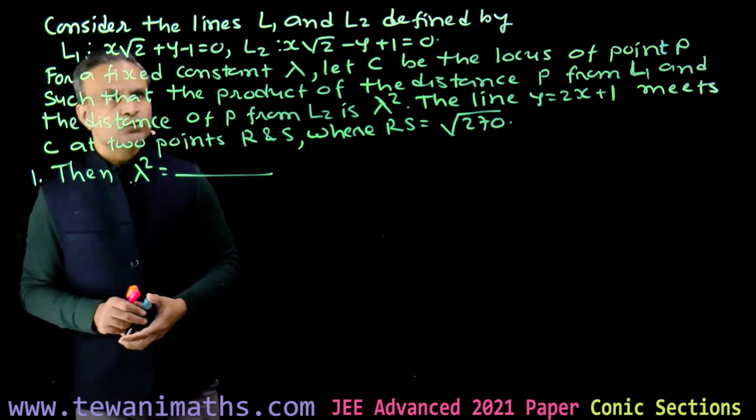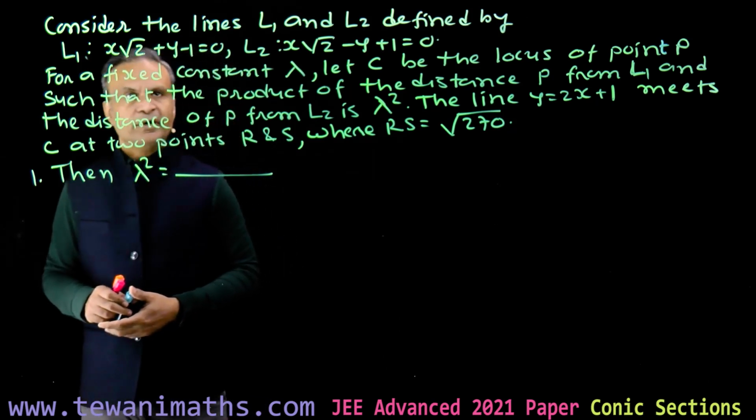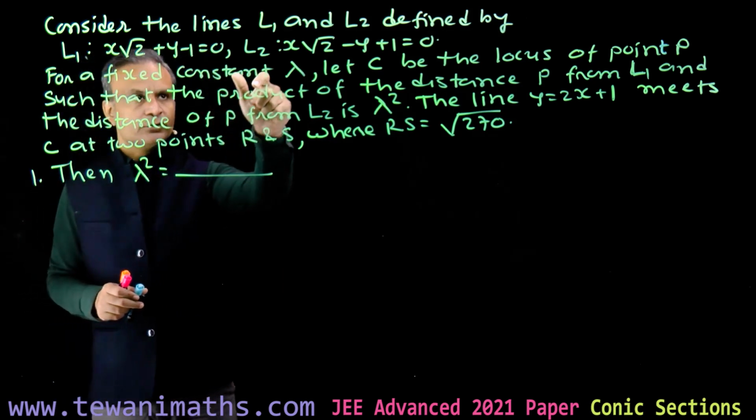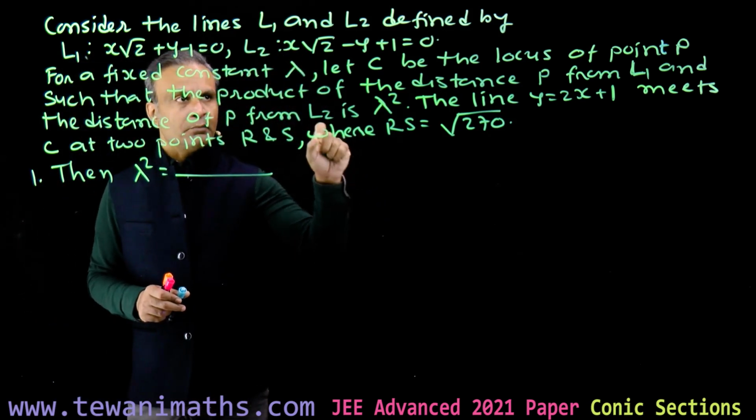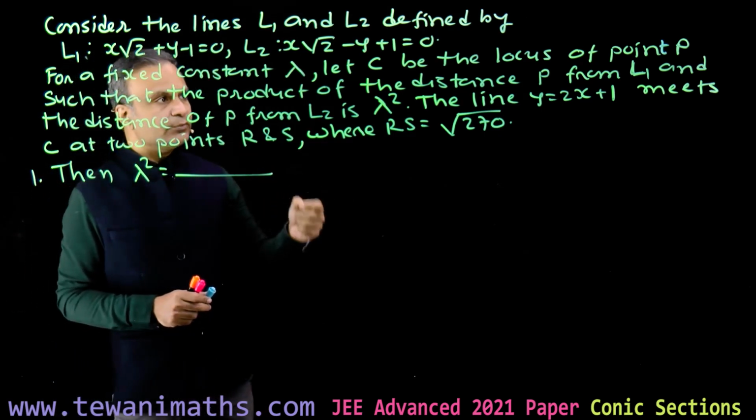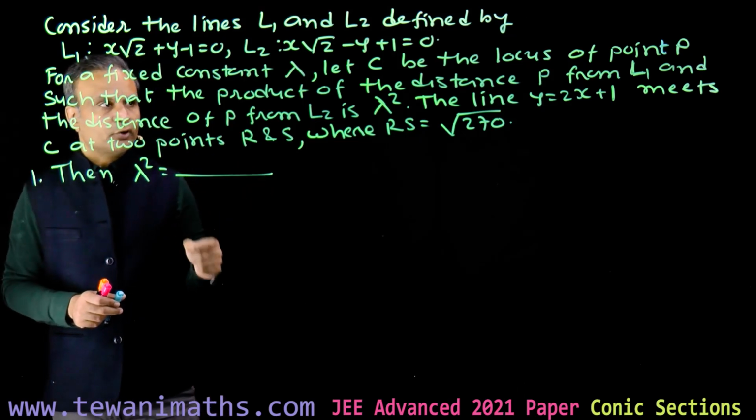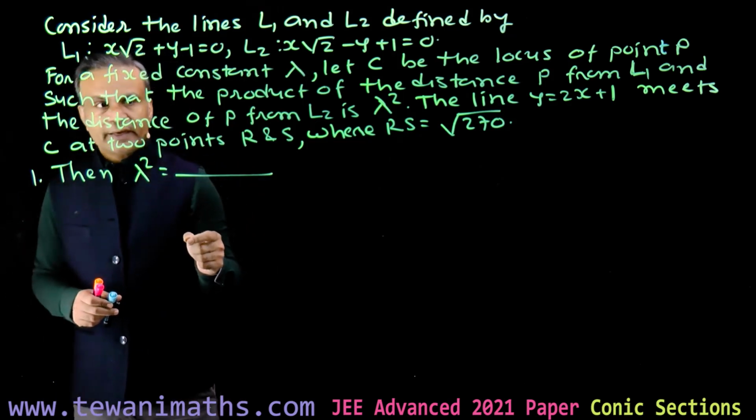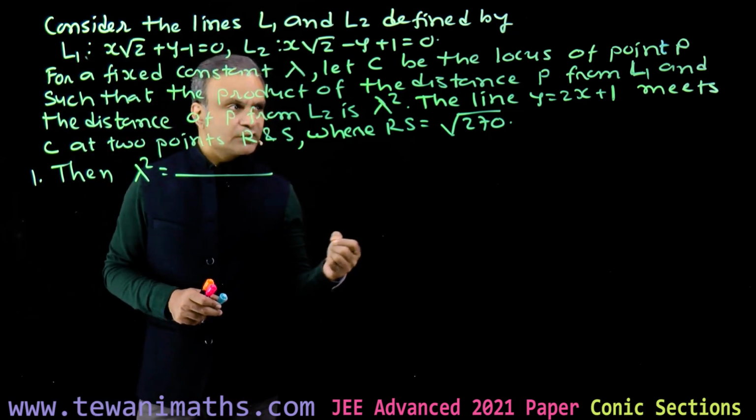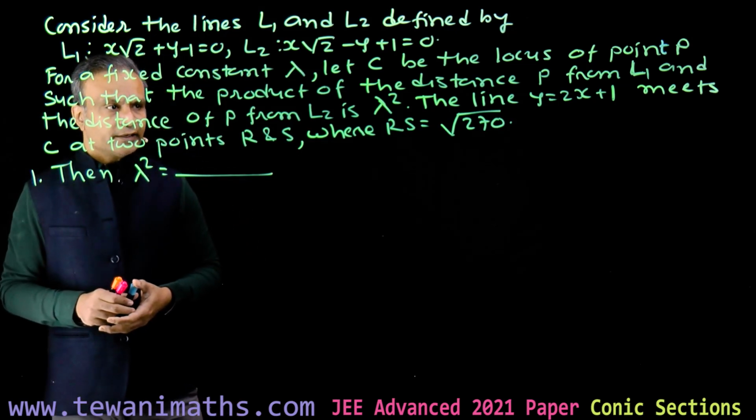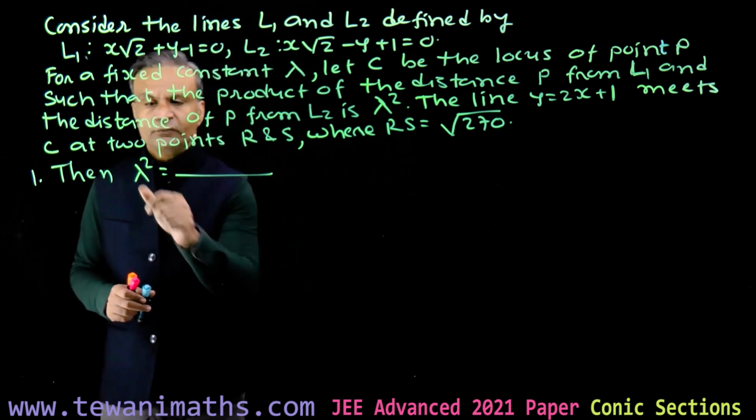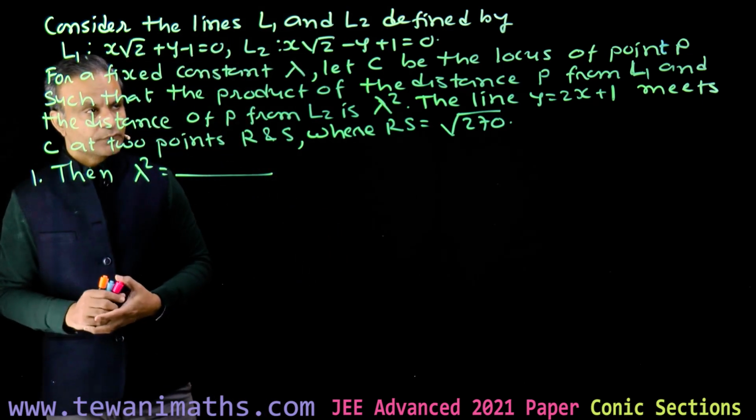The paragraph is: consider two lines L1 and L2 defined by these. L1 has equation x root 2 plus y minus 1 equal to 0, and L2 has equation x root 2 minus y plus 1 equal to 0. For a fixed constant lambda, let C be the locus of point P such that the product of the distance of P from L1 and the distance of P from L2 is lambda square. The line y equal to 2x plus 1 meets C at 2 points R and S, where the distance between R and S is root 270. Then find the value of lambda square.